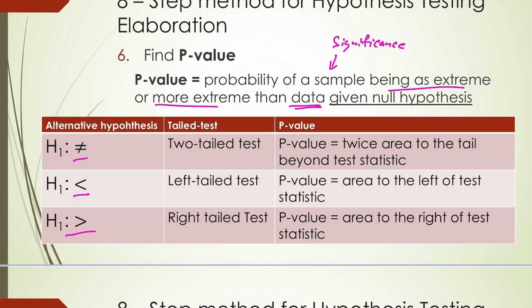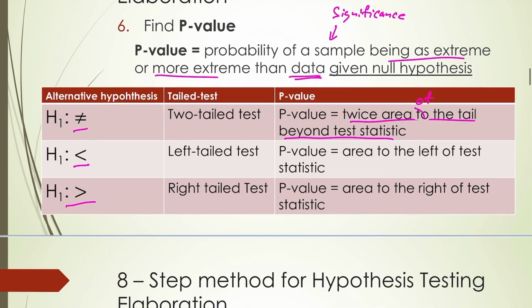The p-value represents twice the area of the tail beyond the test statistic. If it is a left-tailed test, then the p-value is the area to the left of the t-statistic. If it is a right-tailed test, then the p-value is the area to the right of the statistic. That is a right-tailed test, and that happens when the alternative hypothesis is greater than.